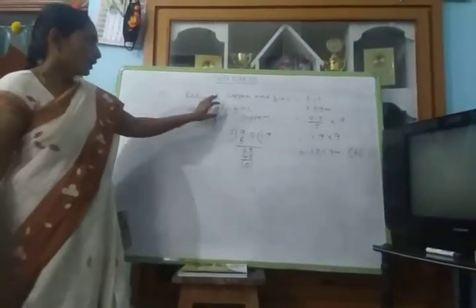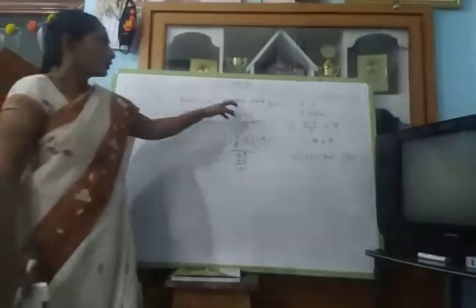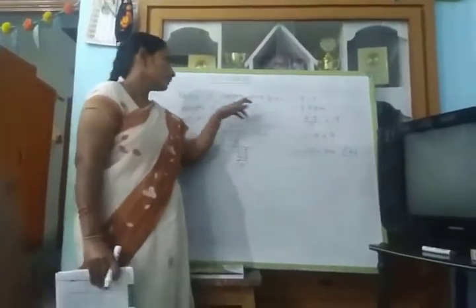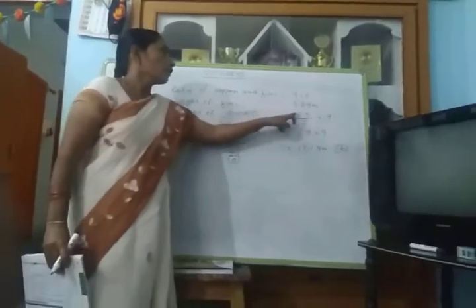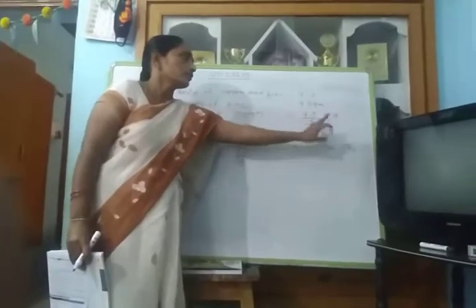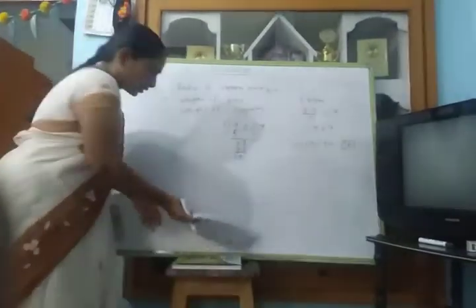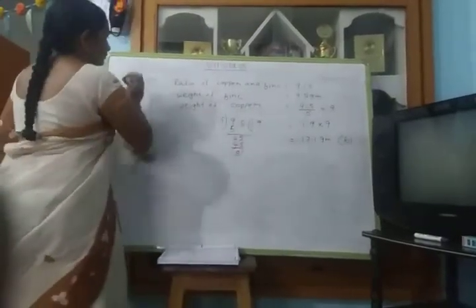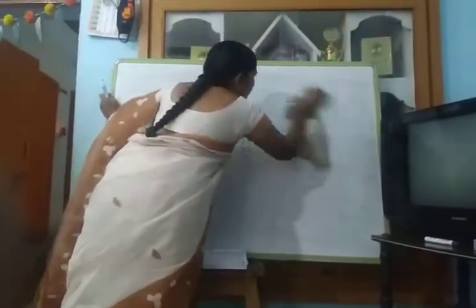Like these problems, if they give copper, you have to divide by the copper term. Here they gave the weight of zinc, so weight of zinc divided by the zinc term, into the copper term, we have to do. Like this you have to do this type of problem. In the ratio chapter last year also we did this. Next problem.